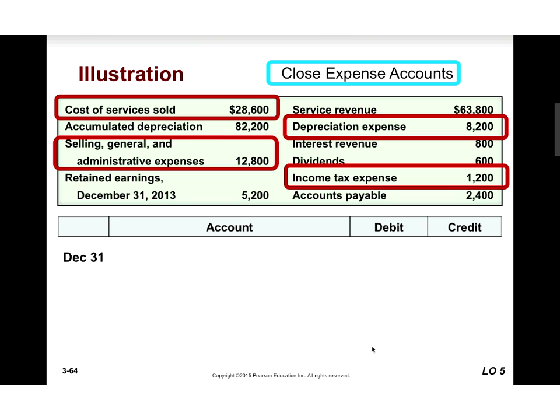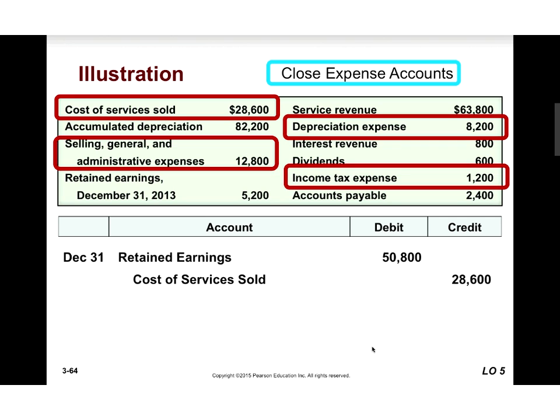Now, when we close those, expenses have a normal debit balance. To get rid of them, we will credit them. So if we have a debit balance of $28,600, to close it, we need to credit it. So to close expenses, we will always debit retained earnings for the total. So where did I get the $50,800? I added those 4 expenses up. Those were the total of my expenses.